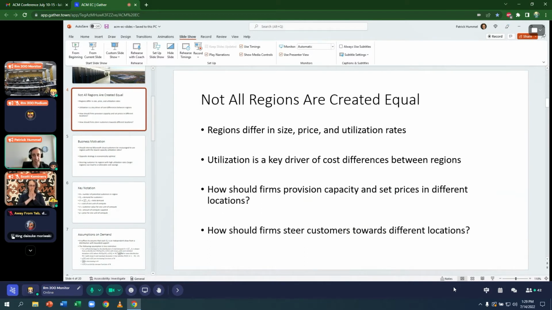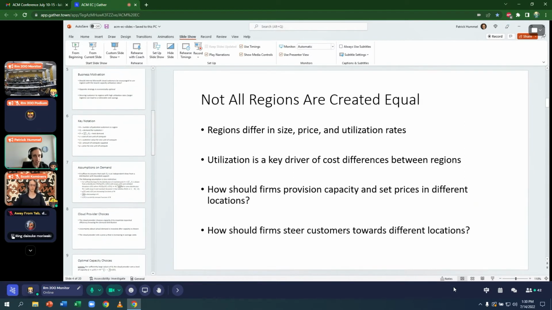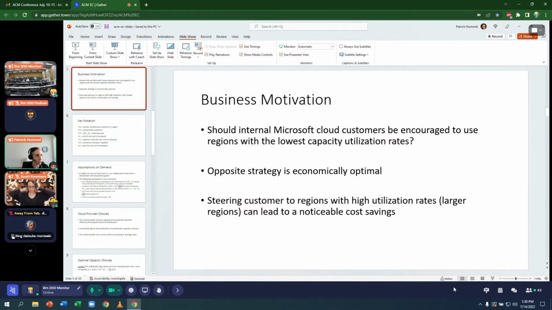And again, in this setting, the cloud provider has to answer the questions of how the cloud provider wants to provision capacity and set prices in different locations, and how the cloud provider should try to steer customer demand towards different locations. And so we sought to answer these questions in this work. And the work that we're doing here is motivated by a real business problem that we encountered at Microsoft. And so the particular practical problem that's motivating this work is the question of whether internal Microsoft Cloud customers should be encouraged via internal pricing or some other means to use the regions with the lowest capacity utilization rates.